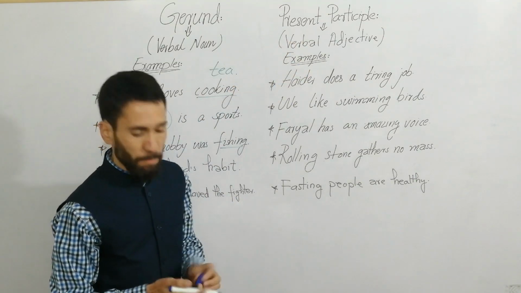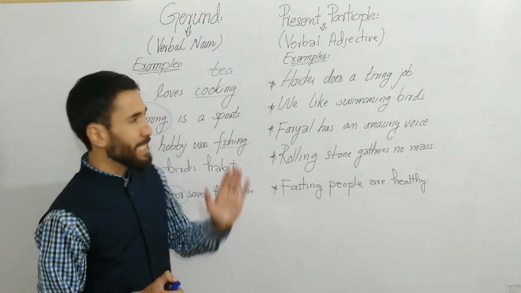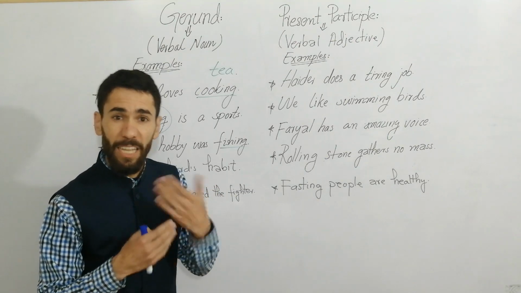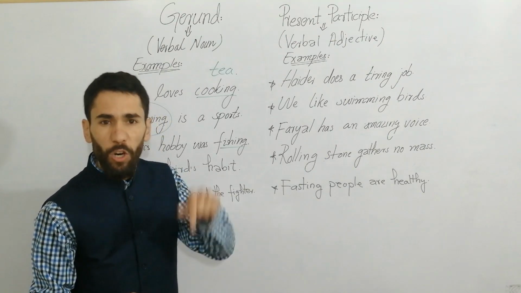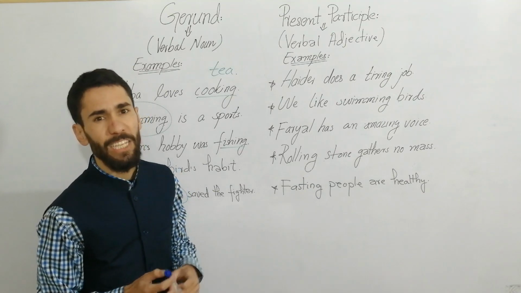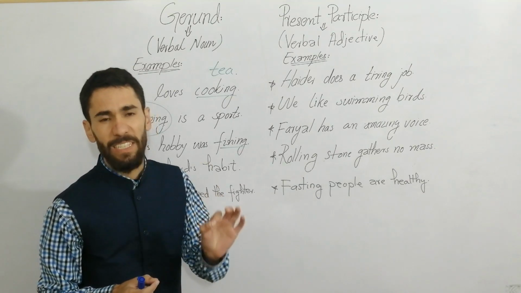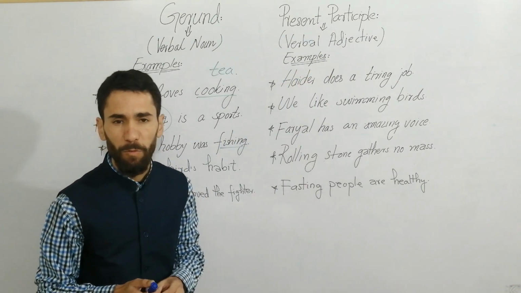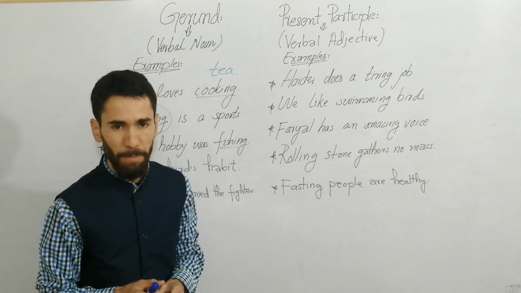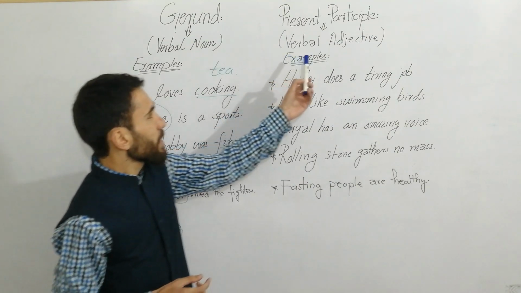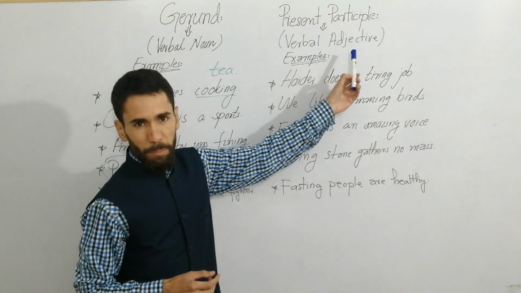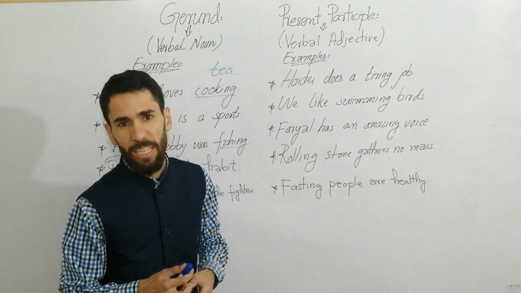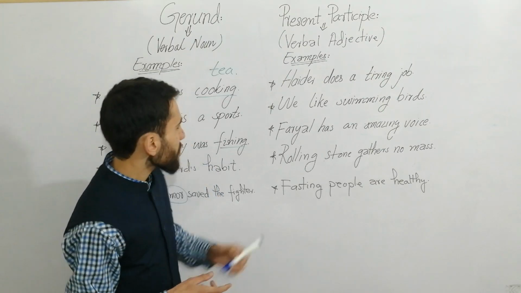Let's come to present participle. As I have defined gerund, that if the fourth form of verb is used as a noun, we call it gerund. If the fourth form of verb or ing form of verb is used as an adjective in a sentence, we call it present participle. And all the third form of verbs are called past participle. That's why we call it verbal adjective as well, because present participle acts as an adjective in the sentence.